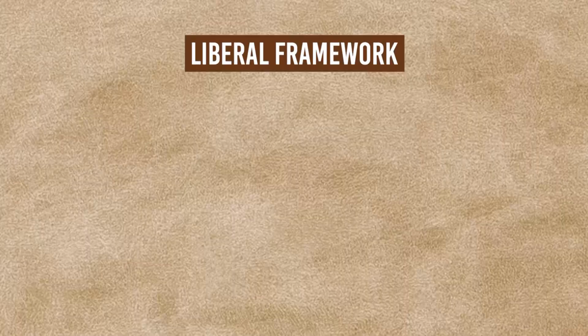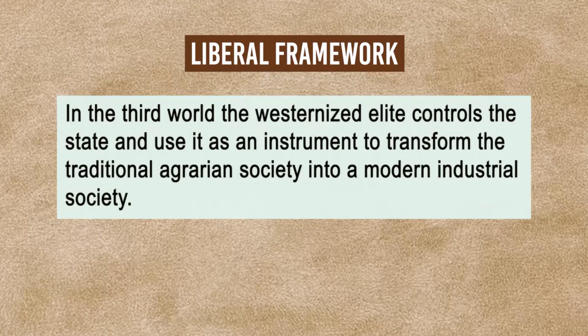Electoral compulsions force them to work for the welfare of all groups. In the third world, the westernized elite controls the state and uses it as an instrument to transform the traditional agrarian society into a modern industrial society. Of course, one major difficulty in attempting to isolate the economic role of the state from its political, social, and military role is that these roles are closely interdependent.